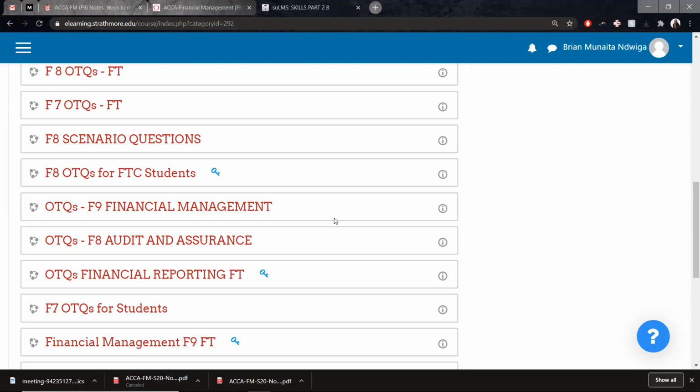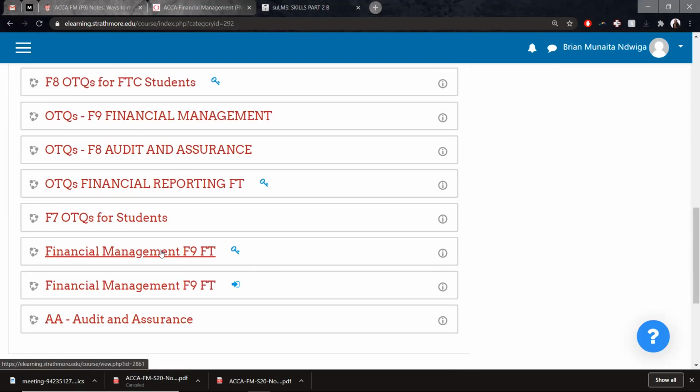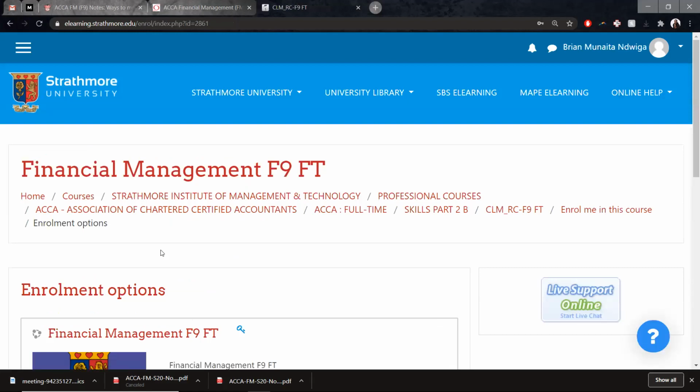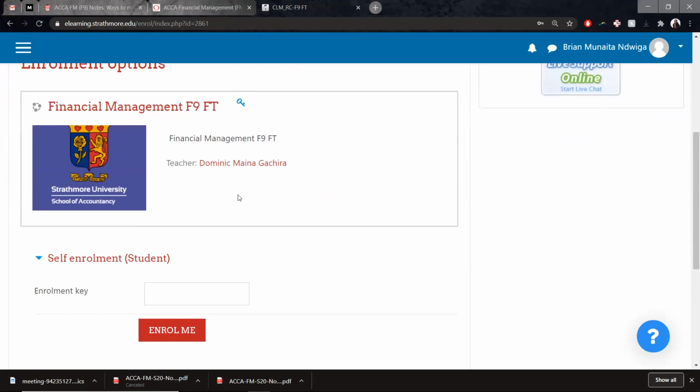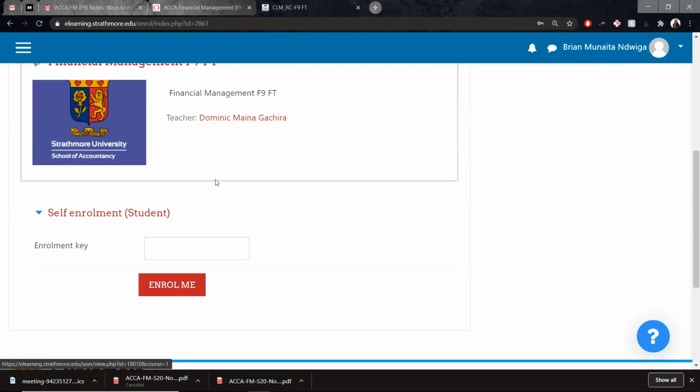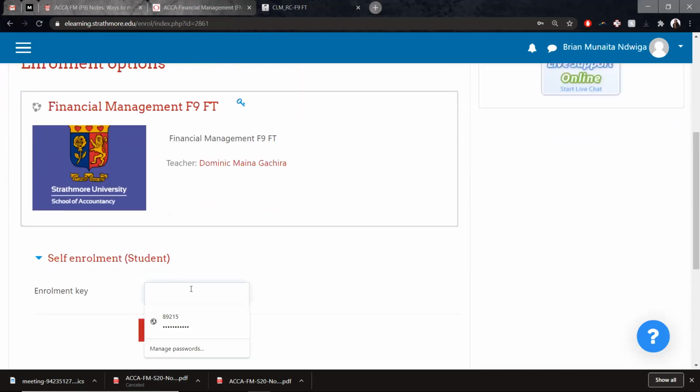If we check down there, you can see Financial Management F9 full-time that has a key. The one that doesn't have a key is not for our course. The one that has a key is for our course. You can see 3 lecturers there. It is asking you for a key. It should be ACCA, small letters, ACCA F9.